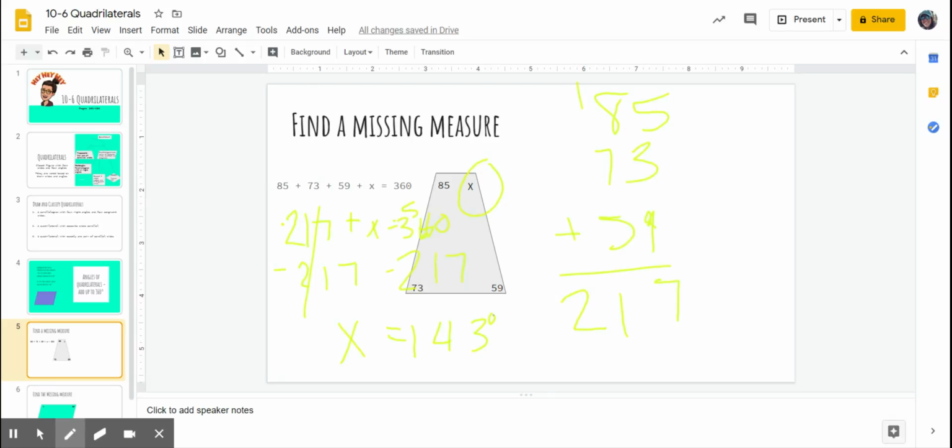Your shapes that you see may be a little bit different, but regardless of what shape it is, whether it's a trapezoid, a parallelogram, just a normal quadrilateral, all of the angles need to add to equal 360.